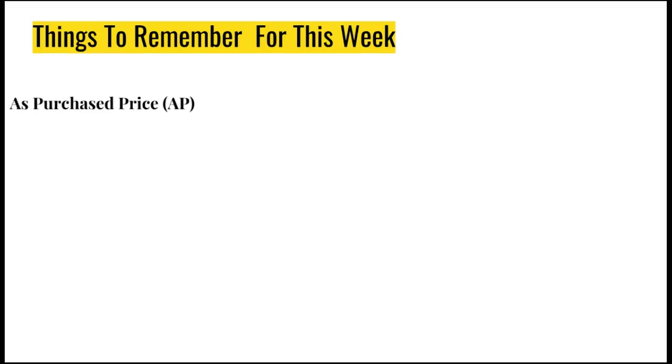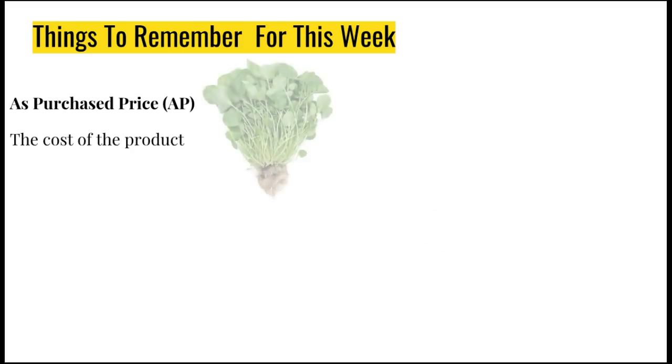So for this week, we talked about as purchased price. This is how much that product that you just purchased at the store cost, the whole thing. This is my watercress. I have leaves, stems, roots, soil. All of this is as purchased. And if I bought that for $13, my as purchased price will be $13 for this entire thing.